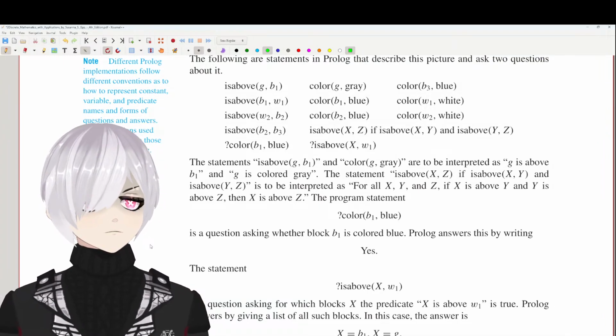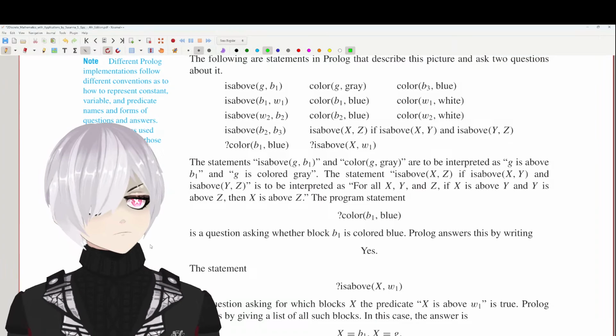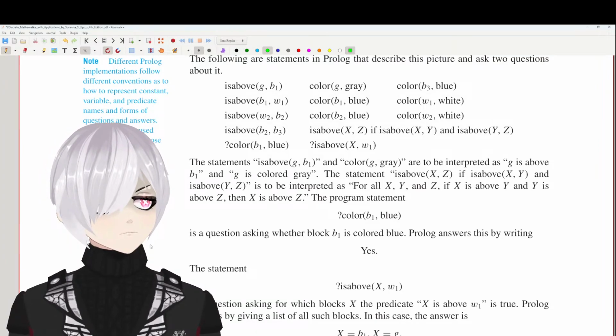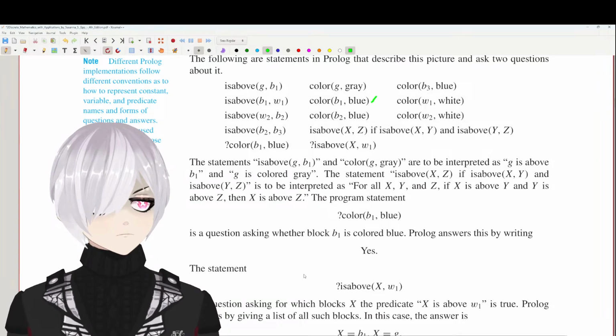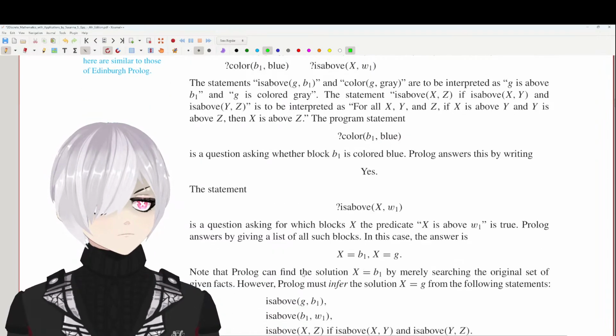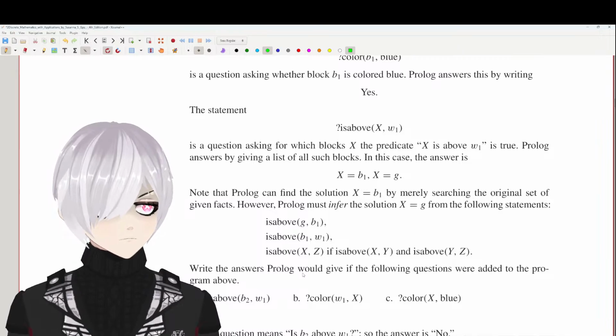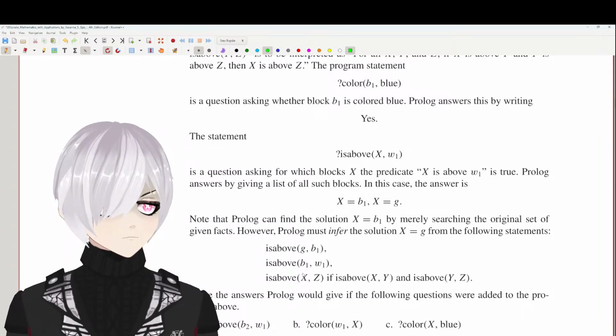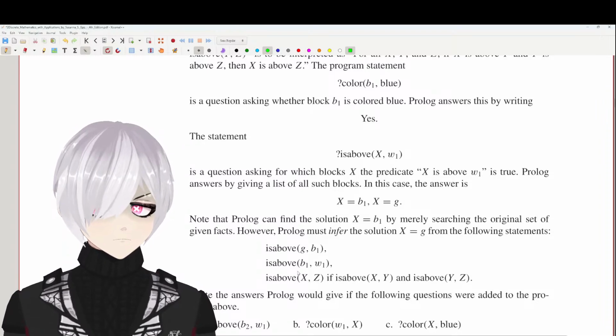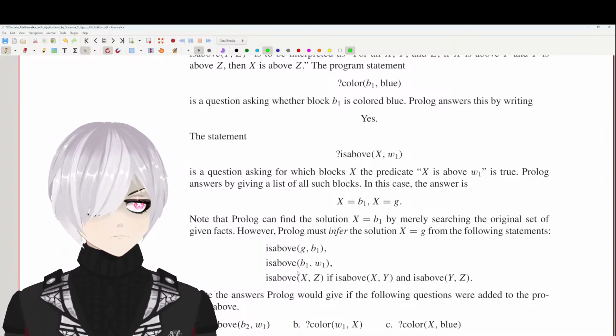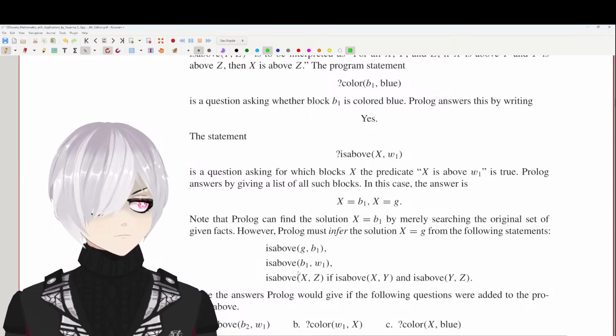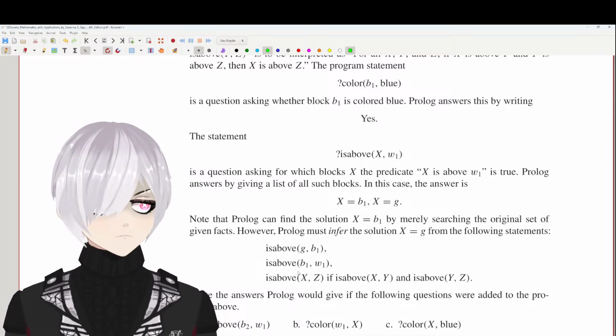The program statement question mark color B1 blue is a question asking whether block B1 is colored blue. Prolog answers this by writing yes. The statement question mark is above X W1 is a question asking for which blocks X the predicate X is above W1 is true. So they use, instead of a constant, like B1 was a constant representing a particular block, X as a variable. So if you put a variable in the question, you're asking for all the possible values of the variable that would make that true.